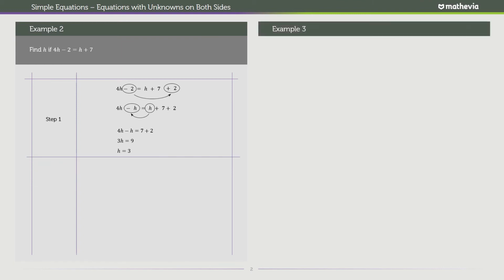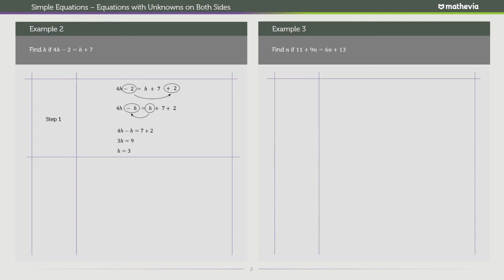This is really easy. One final example. Example 3. All you have to do is move the number to the right, move the unknown to the left, and from that point on, you're pretty much good to go. Okay, so here's another example. Find n if 11 plus 9n equals 6n plus 13.